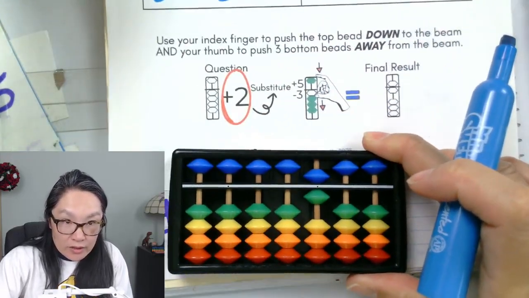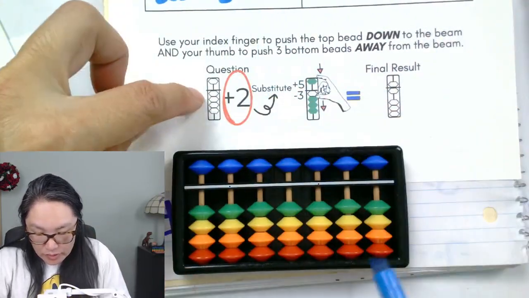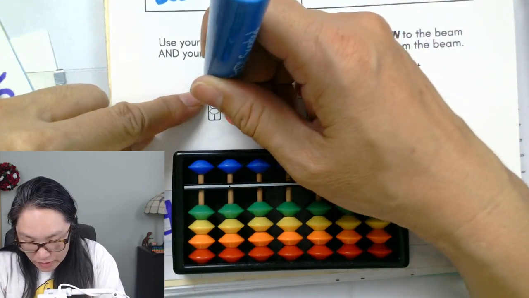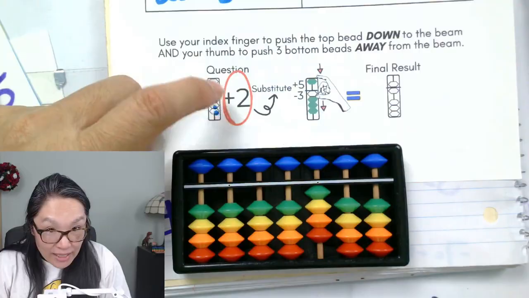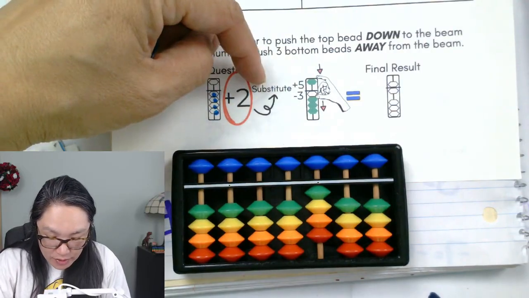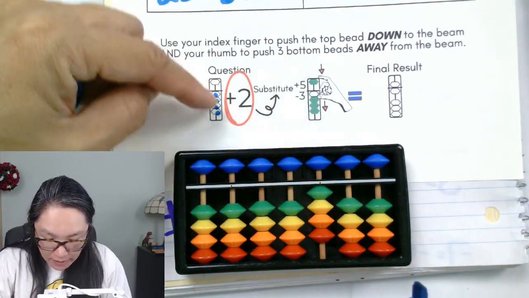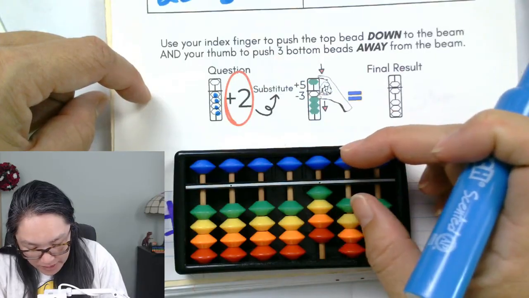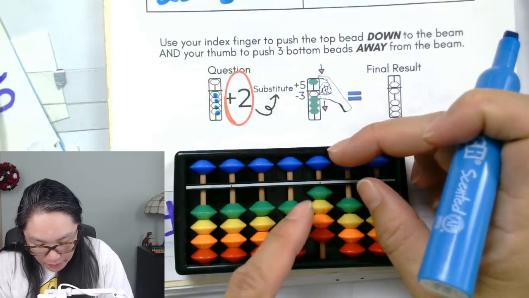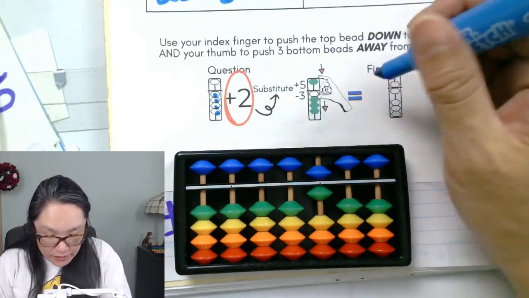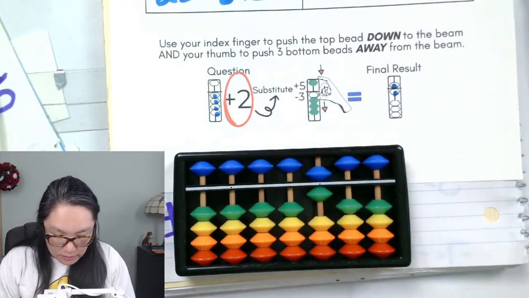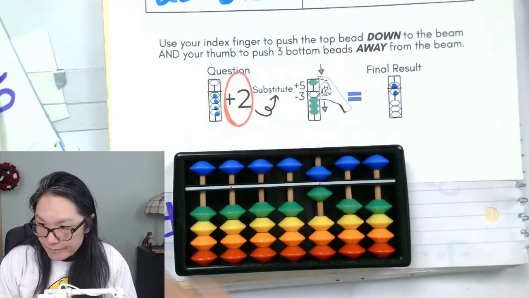Now, if we look, here it is again. What we want to do is we have our question, which is 4. 1, 2, 3, 4. So I'm going to add my 2. When I add 2, what do I do? I substitute plus the 5 minus the 3. So I'm going to add the 5, I'm going to take away the 3, like this. So my final answer is 6.